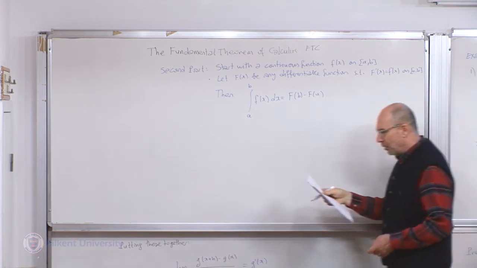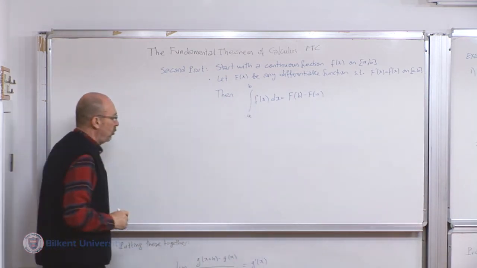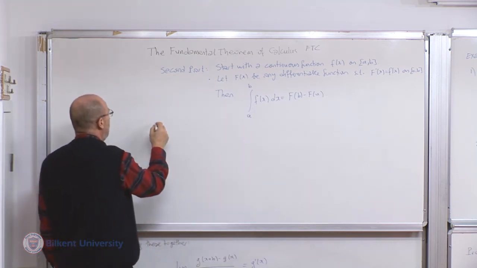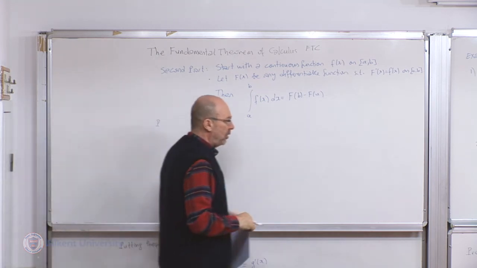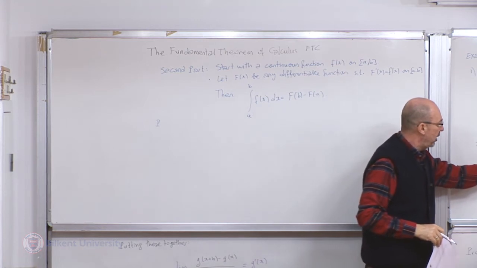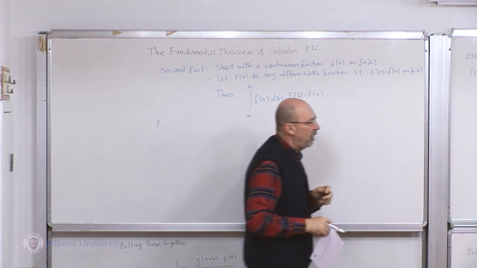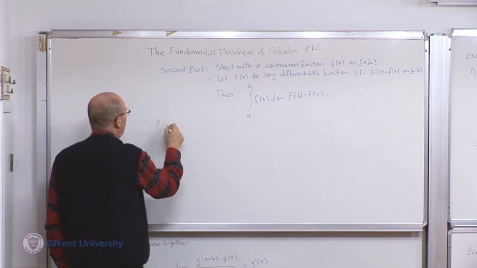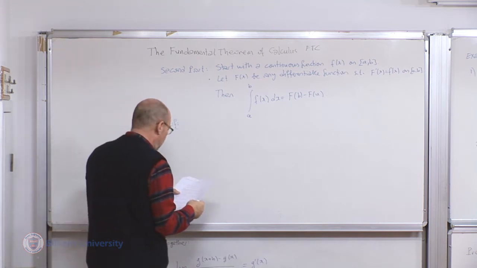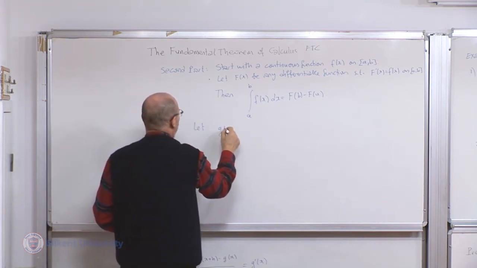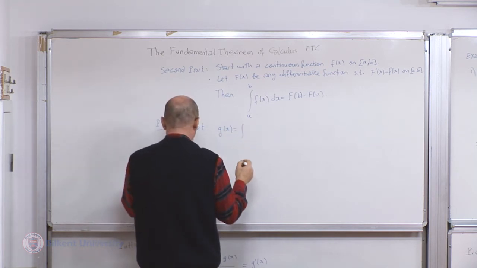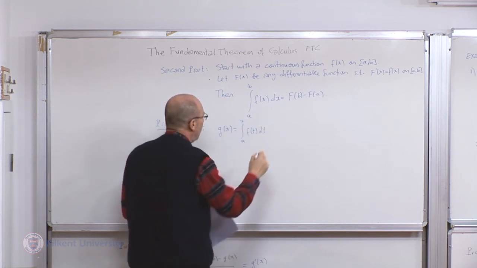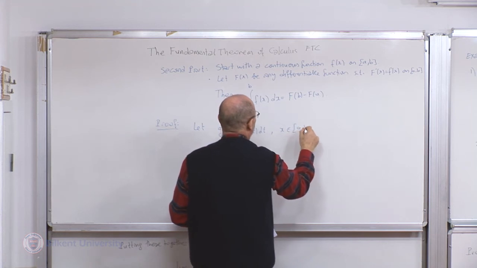Okay, so let us see if we can prove this one. It looks useful, so let us look at the proof. After the first part, the proof is surprisingly easy. That was the bottleneck. In the proof that the derivative of this is the integrand, we had to use all the properties of continuous functions. Now, the proof of this uses only the first part. So let g of x be the integral of f of t dt from a to x, where x is in [a, b].